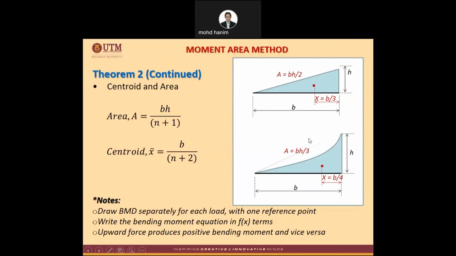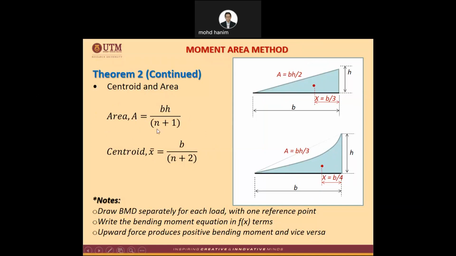And what about this one? This is the moment diagram for a point load. The moment diagram for a uniformly distributed load is in the form of a parabola. So for this one, A equals BH over 3 and X equals B over 4. And this is the formula given here.